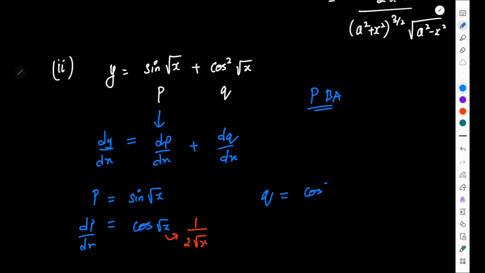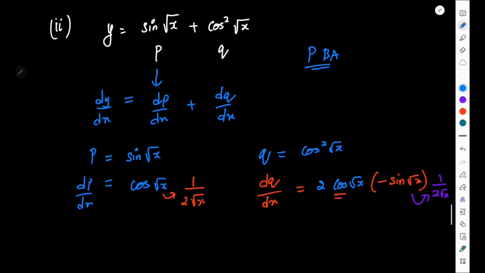Q is cos square root x, right? So what is dq by dx? Now first we have power, so this power comes in front, so 2 cos root x. Now you have to do it for base. Base is cos x. Cos x differentiation is minus sine root x. Now have you touched the angle? The angle is 1 divided by 2 root x.